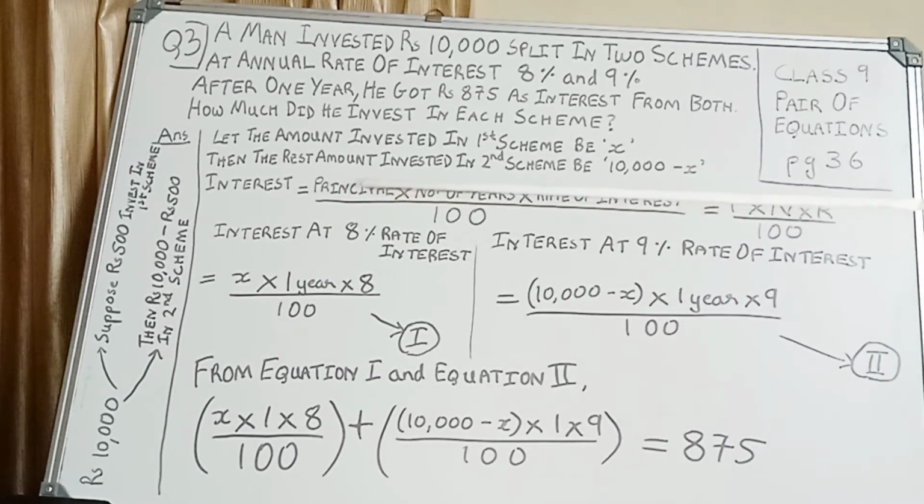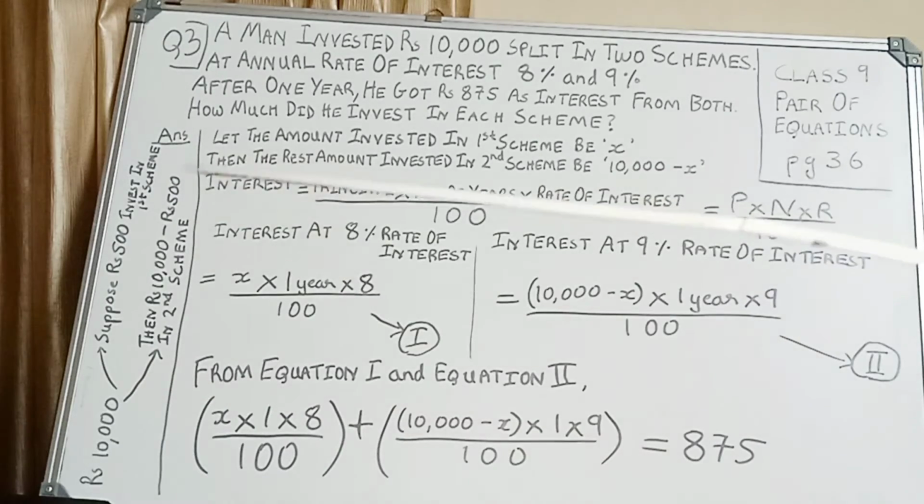Similarly, you can start with the answer. Let the amount invested in the first scheme be x, because we don't know the amount. Since this is x, the rest of the amount invested in the second scheme would be 10,000 minus x.